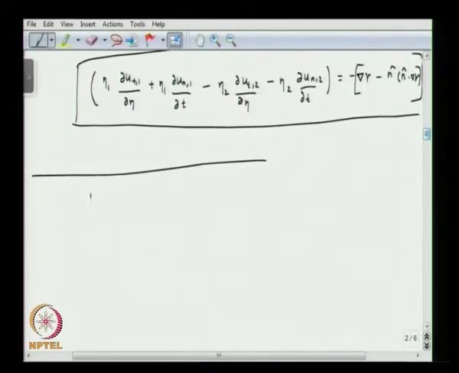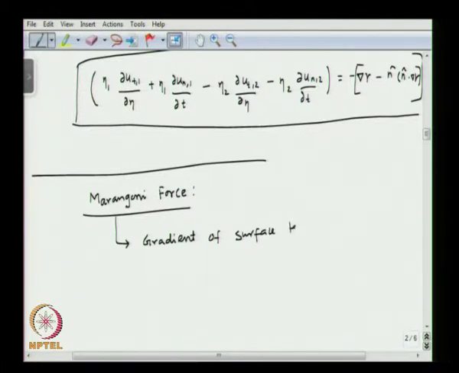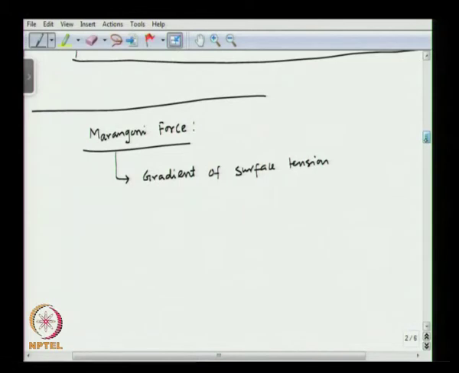So, next we move on and talk about Marangoni force. Marangoni force comes into play when we have gradient of surface tension. Okay. So, we can say Marangoni force, and this is because of the gradient of surface tension. We can define Marangoni force. So, F Marangoni is gradient of surface tension.